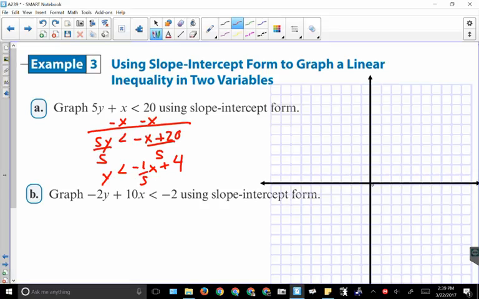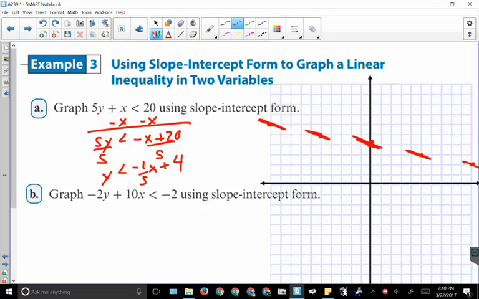Now, the nice thing about this, we can identify the y-intercept, 1, 2, 3, 4. So I know it goes through here. I know it has a slope of down 1 over 5, 1, 2, 3, 4, 5, puts it over here. If I go backwards, 1, 2, 3, 4, 5, boom, up over here. Now, is this a solid line or a dotted line? Because it doesn't have equality in it, it's just going to be the dashed line. So, this is our boundary line.